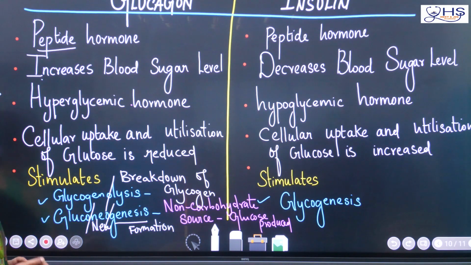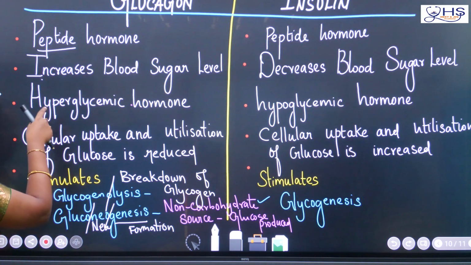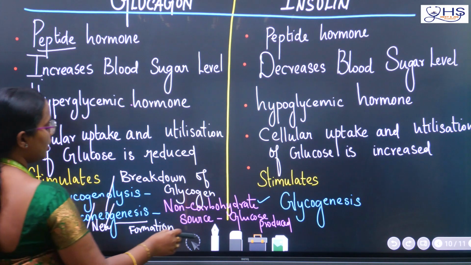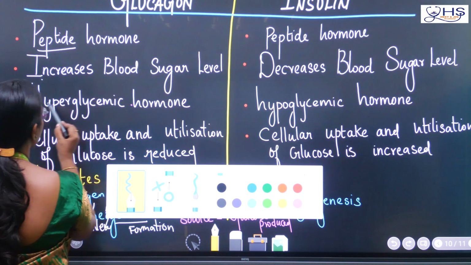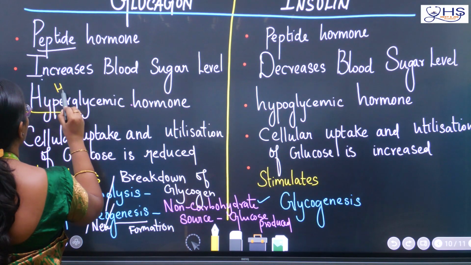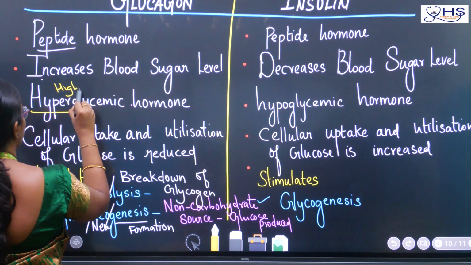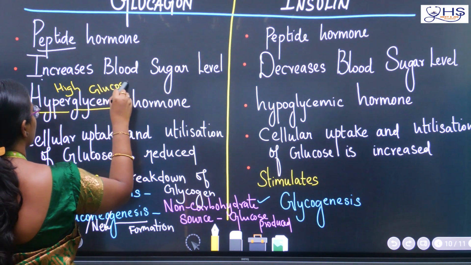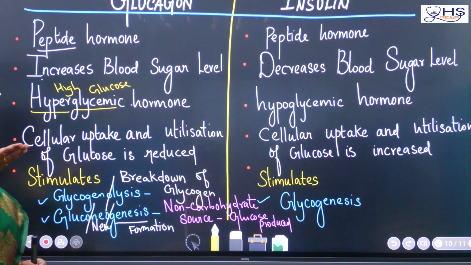Because it is increasing the blood sugar level, now we are calling the hormone a hyperglycemic hormone. What is the meaning of the word hyperglycemic? Hyper means high. Glycemic means glucose. So, it is going to increase the glucose level in blood. That is why this hormone is called hyperglycemic hormone.